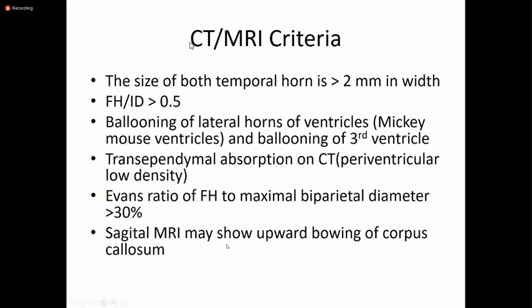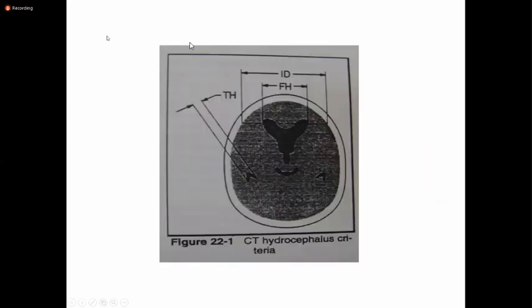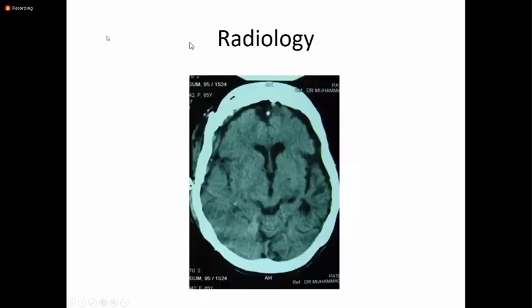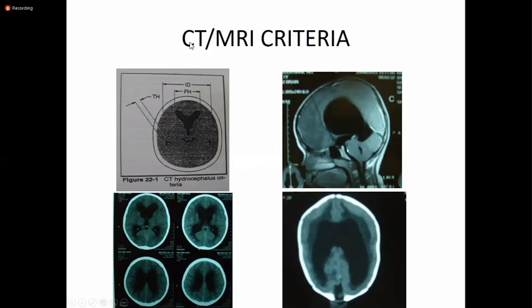The other important point is sagittal MRI shows upward bowing of the corpus callosum. How do you pick that? On sagittal MRI, this is the sagittal view of the MRI, and this is the corpus callosum. And if there is hydrocephalus, there will be upward bowing of the corpus callosum.